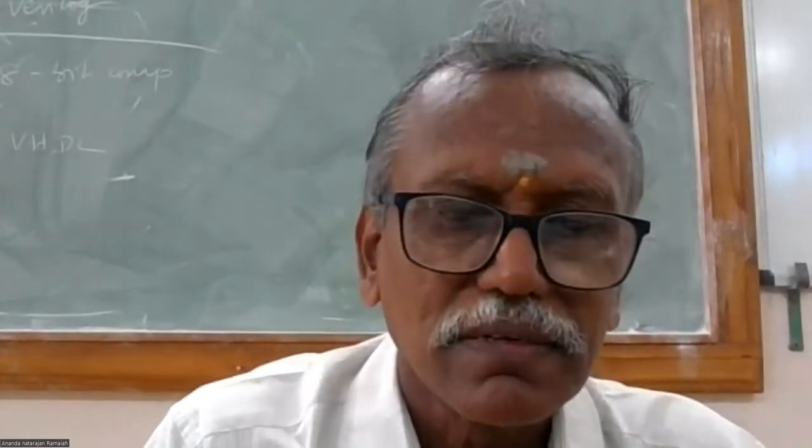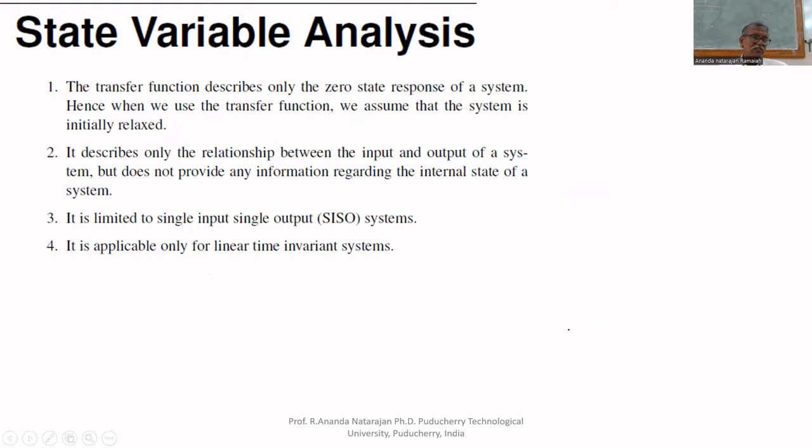That is the fifth unit. The next unit is state variable analysis. Already I told you that it is an extension of the first unit. In the first unit, we have seen mathematical models of mechanical systems and electrical systems. How to represent the mathematical model in state space is called the state variable method.